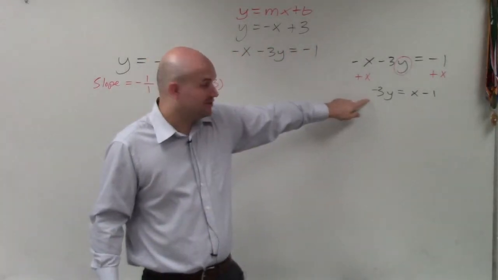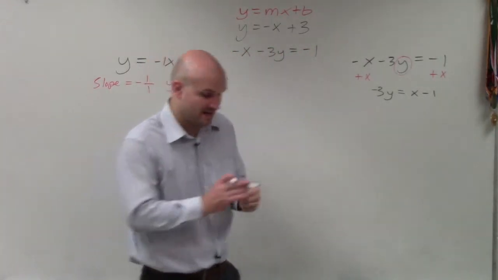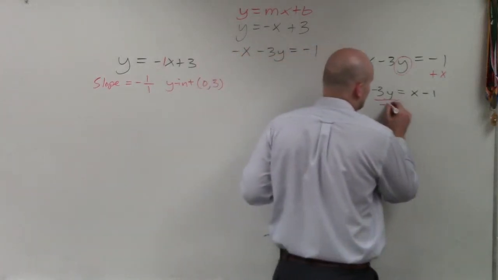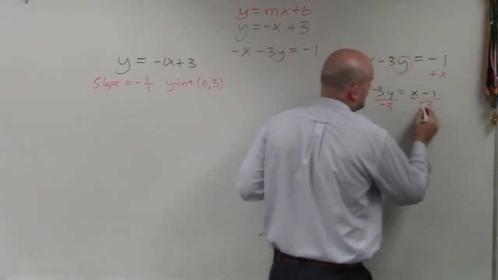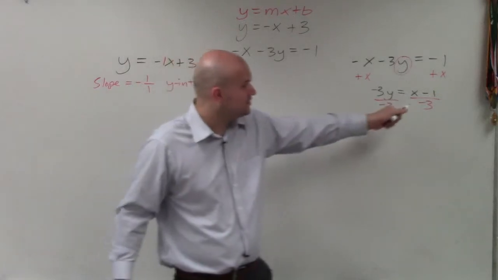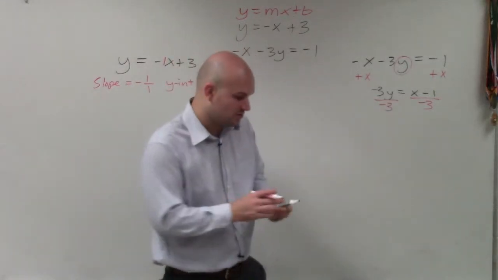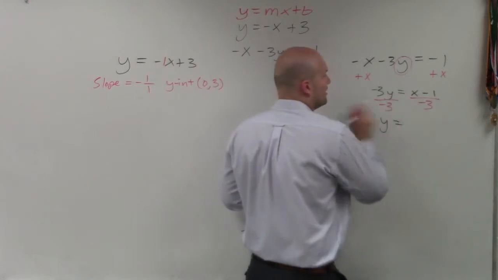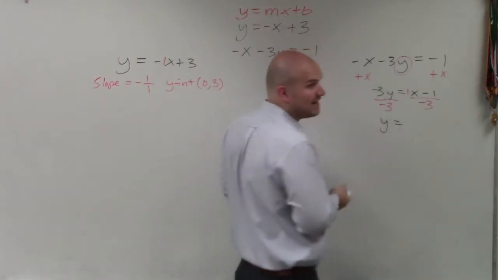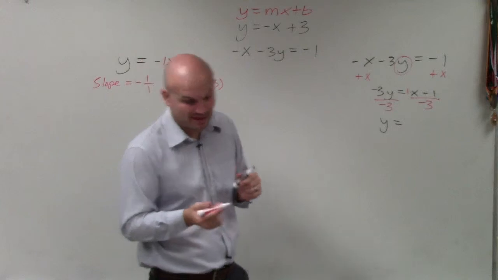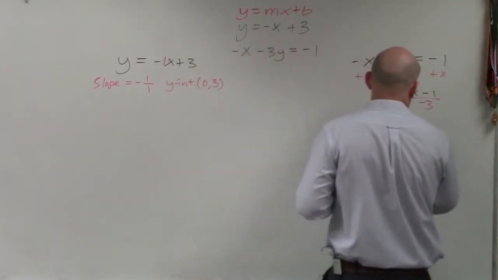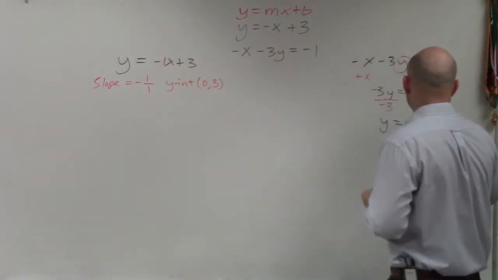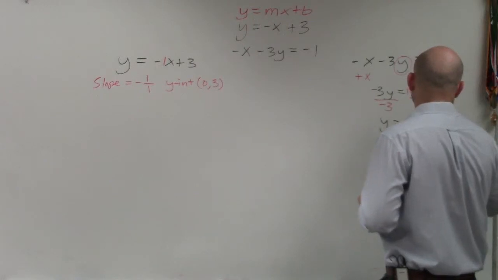Then the next thing I need to do is undo multiplying by negative 3. So I'm going to divide by negative 3. Since you're dividing by negative 3, make sure you divide that negative 3 into both of those quantities. And when doing that, you have y equals, remember there is a 1 in front of that x, so it's really 1 divided by negative 3. So that's a negative 1/3 x plus 1/3.